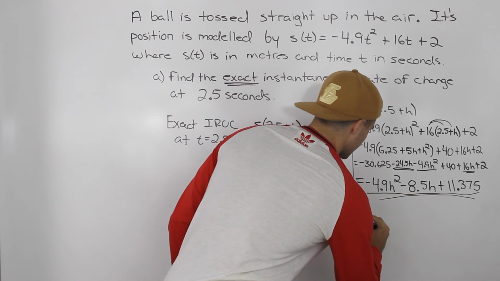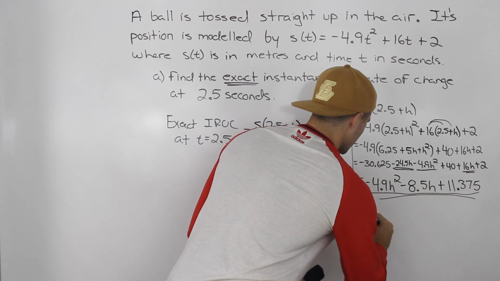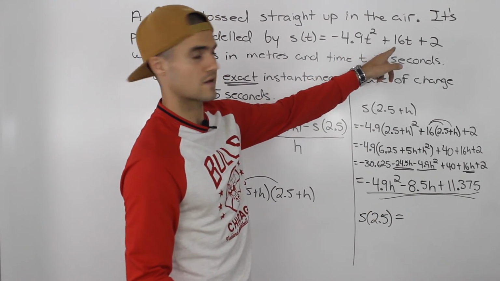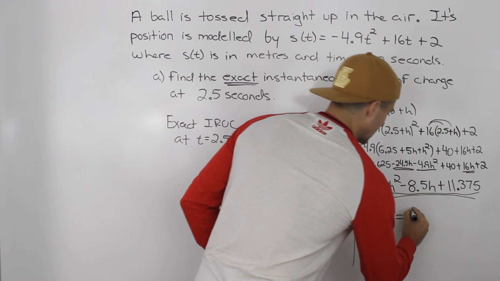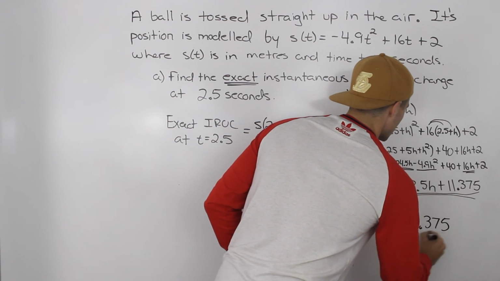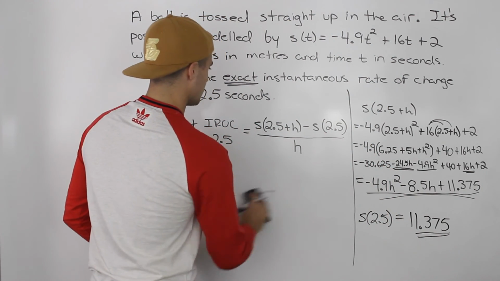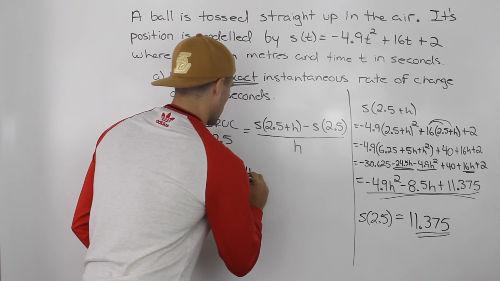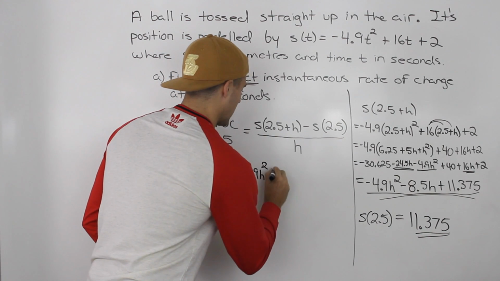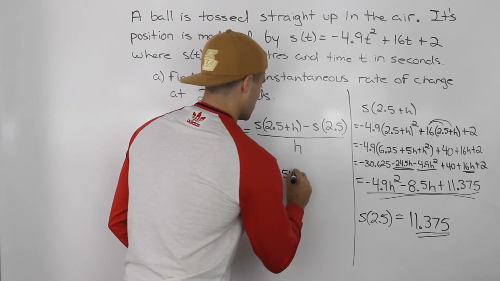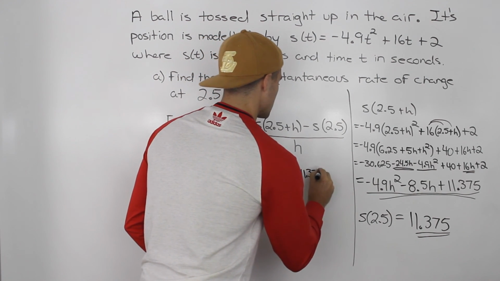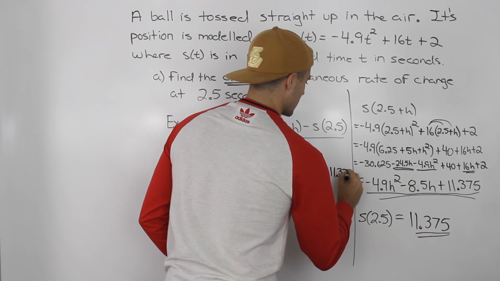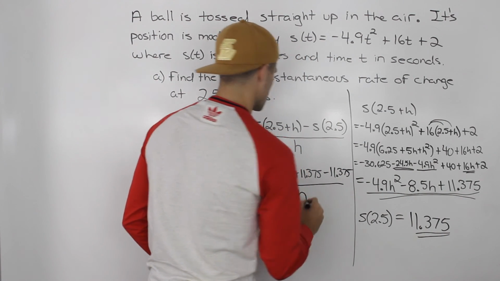Now we also need s of 2.5, and that's a lot easier than this one because all you have to do is plug in 2.5 for the t values. And if you do that, simplify everything, you would end up getting 11.375. All right, so plugging all of that into our difference quotient, s of 2.5 plus h is negative 4.9h squared minus 8.5h plus 11.375. And then we're going to be subtracting s of 2.5, which is 11.375. And this is going to be all over h.